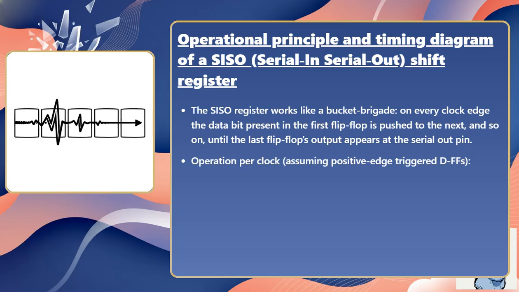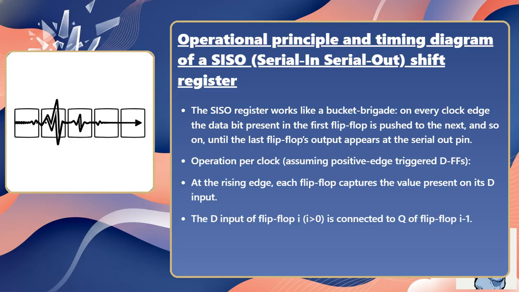Operation per clock, assuming positive edge-triggered D flip-flops. At the rising edge, each flip-flop captures the value present on its D input. The D input of flip-flop i, for i greater than 0, is connected to Q of flip-flop i-1. The D input of the first flip-flop receives the external serial in bit.